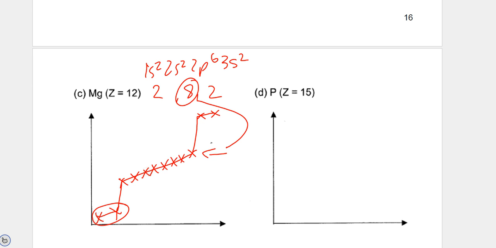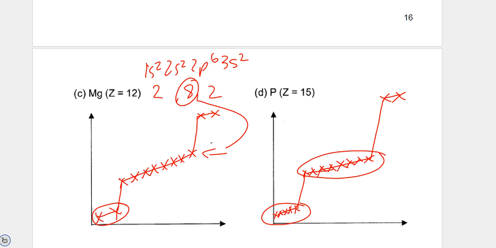Phosphorus, atomic number 15, well, innermost shell, 2 electrons, then 1, 2, 3, 4, 5, 6, 7, 8, then 1, 2, 3, 4, 5. Make sure you give yourself enough room in the exam if you're asked to sketch one of these. 5 electrons in the third energy level, the outermost, easiest ones to remove. 8 on the second energy level, 2 on the innermost, the first energy level.